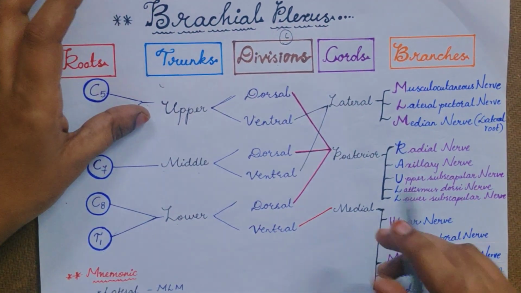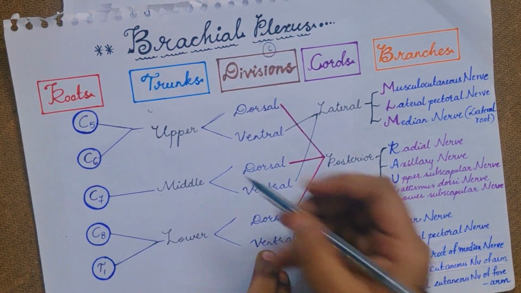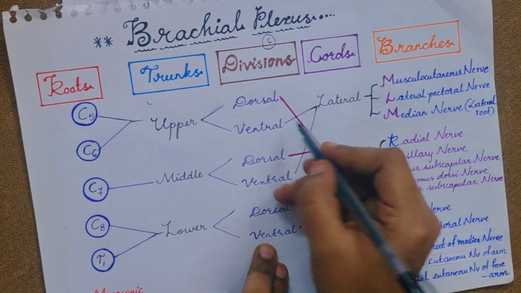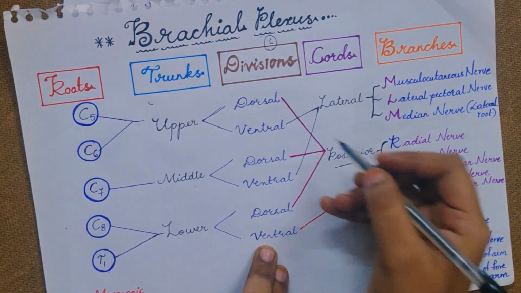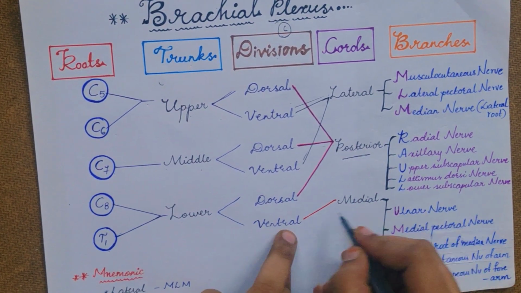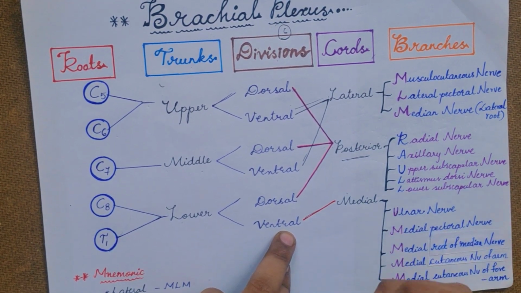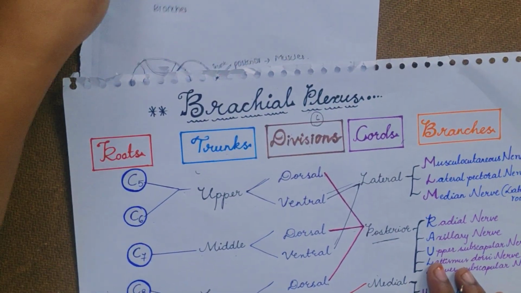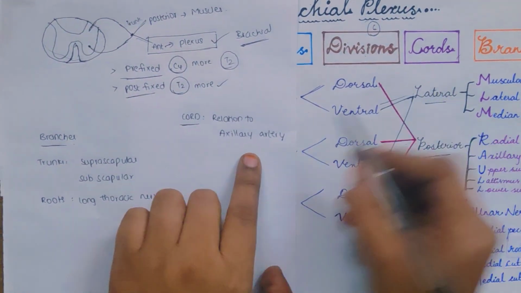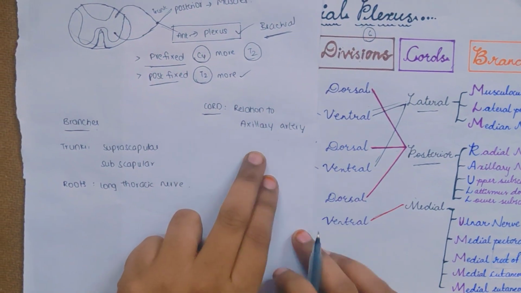These form the cords. How are these cords formed? All the dorsal divisions of every trunk combine to form the posterior cord. Ventral divisions of the upper and middle trunks form the lateral cord. Ventral division of the lower trunk forms the medial cord. What are these cords and what is this lateral, posterior and medial? These are named according to their relation to the axillary artery. So this cord is lateral to the axillary artery, so it is named the lateral cord, irrespective of the relations of the axillary artery.